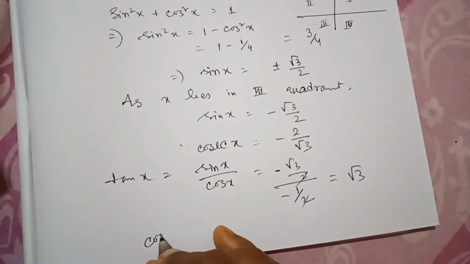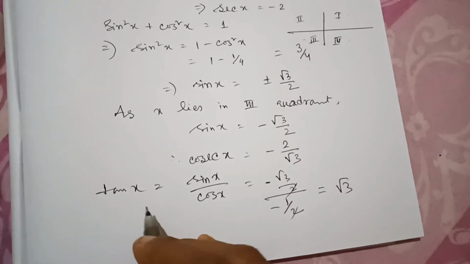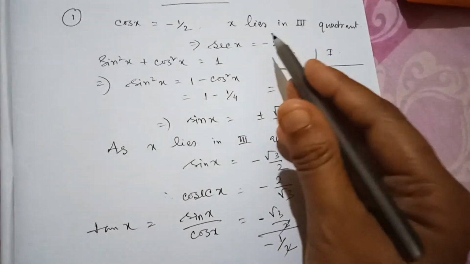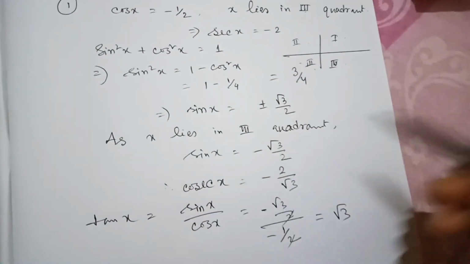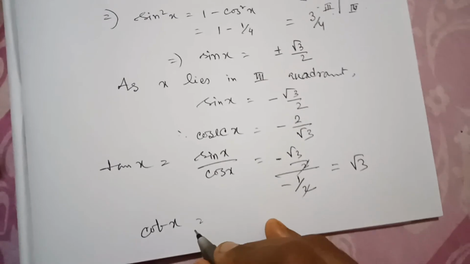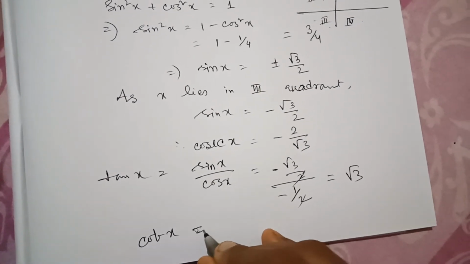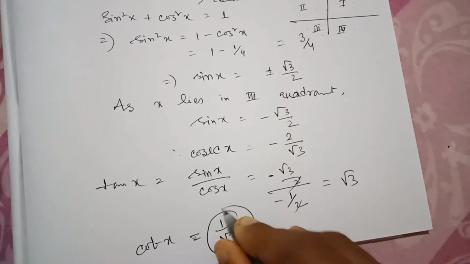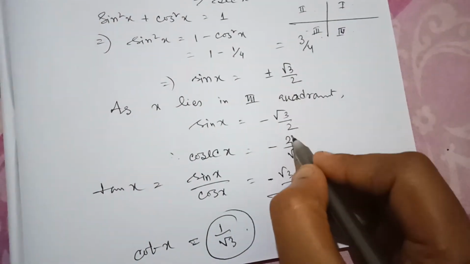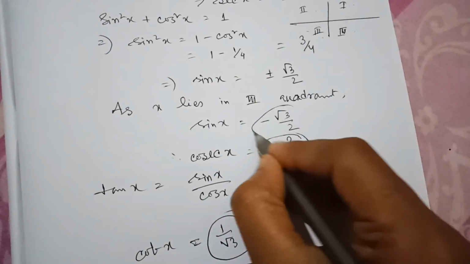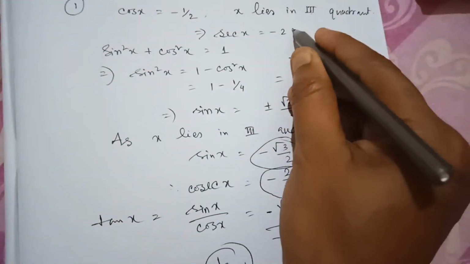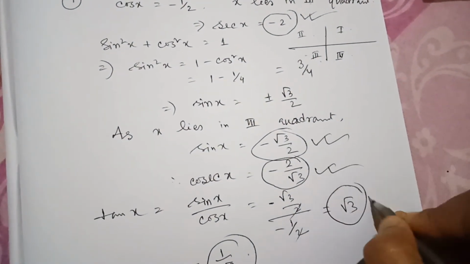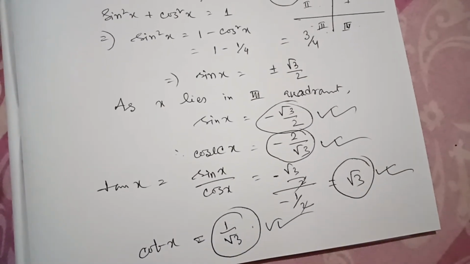Then cot x and tan x obviously will be positive because x lies in the third quadrant. So tan x obviously will be positive, and cot x also will be positive. Now cot x equals 1 by tan x, that means 1 by root 3. So we have got this one and this one. So these 5 are the answers. Okay.